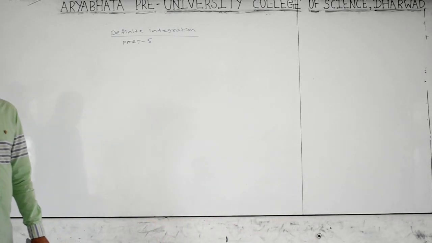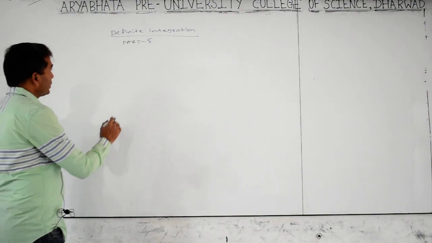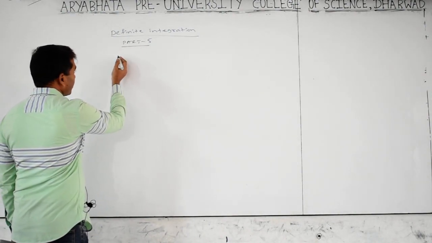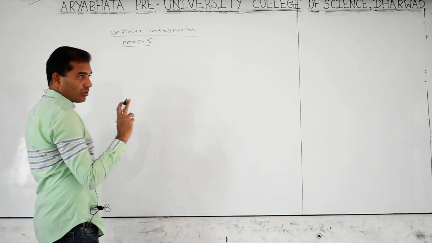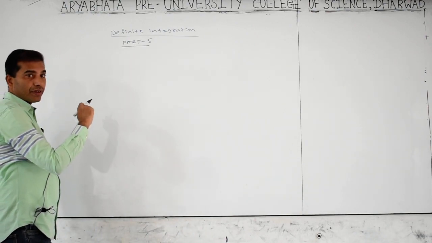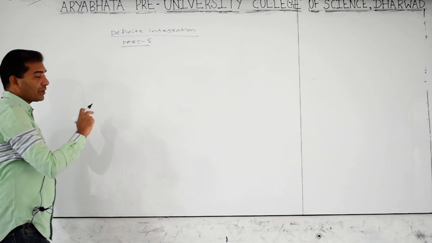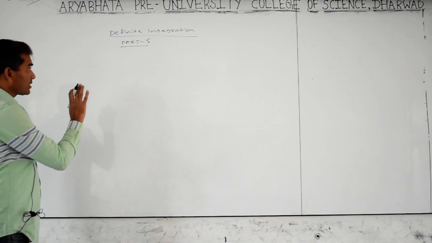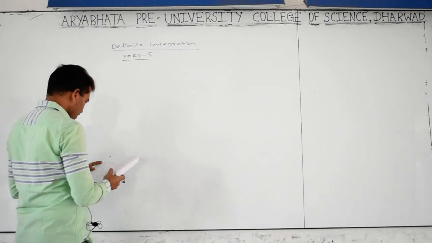Hi students, good morning. The continuation part, definite integration, part 5. Properties, you know very well: integration of 0 to a f of x dx equals integration of 0 to a f of a minus x dx. All the properties and what I have discussed under result, you can go through that.